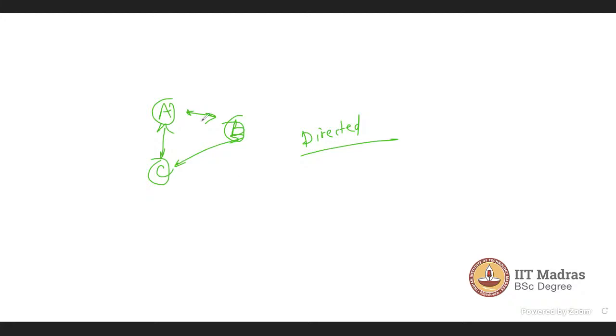If any edge has one direction only, then this is a directed graph, not an undirected graph. Okay, sir, I understood. So the "un" in undirected does not mean "not". It means bidirectional, all pairwise. All are bidirectional.